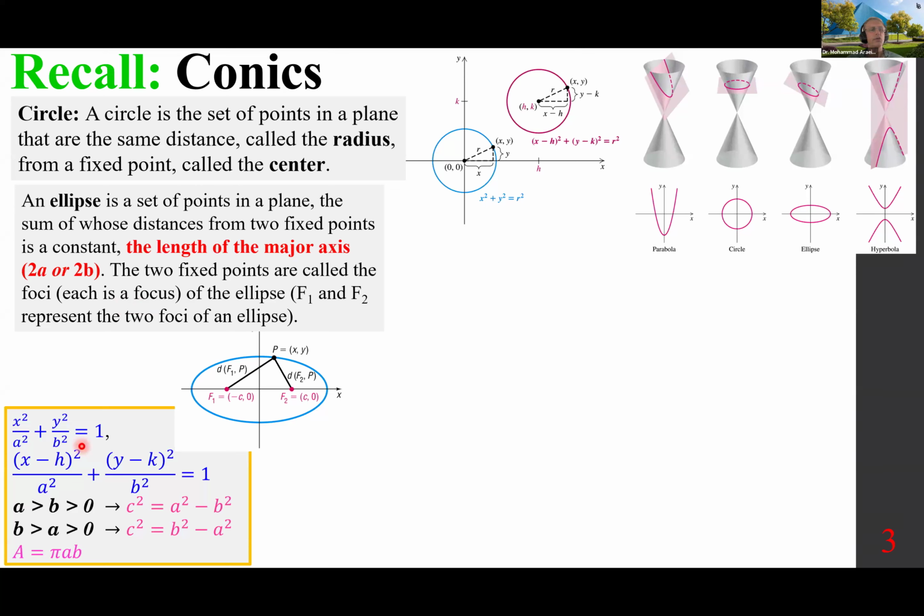The formulas are x squared over a squared plus y squared over b squared equals 1, if it's centered at 0, 0. X minus h squared over a squared plus y minus k squared over b squared equals 1, if it's centered at h and k. If a is larger than b, it's elongated along the x-axis, then c squared is a squared minus b squared. And if b is larger than a, c squared equals b squared minus a squared. I like to keep the a squared under x squared and b squared under y squared regardless. And the area is pi times ab.